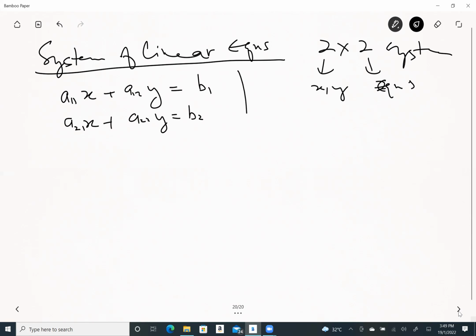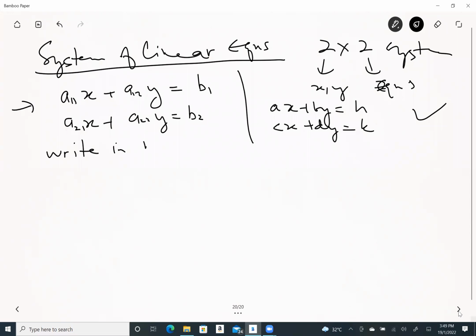Or you can use also a, b, c, d, no problem. ax plus by equal to h. Because dengan D kita dah pakai dah untuk bawah ni. cx plus dy equal k. You can also use that. Okay. But I use this because we want to be consistent with the notation of the matrix. Now we write this in terms of matrices, right, in matrix form.